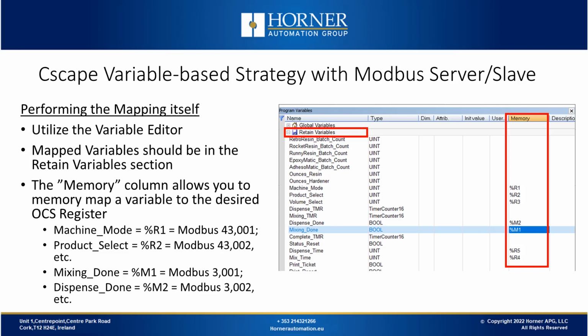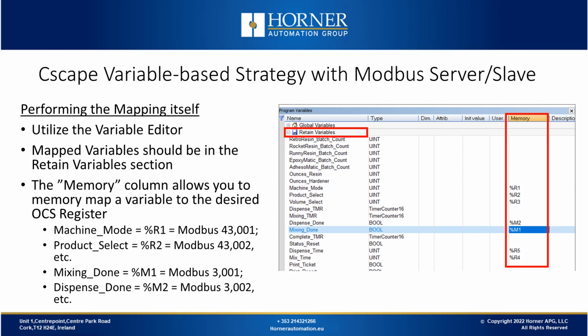To do our mapping, we use the program variable editor. In the memory column, you can simply type in the address that you want to map that variable to. In the example on the right, you can see the first reference is for a variable called machine mode, which is an unsigned integer mapped to R1.